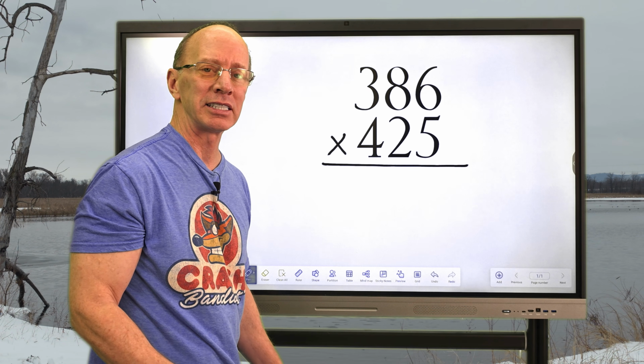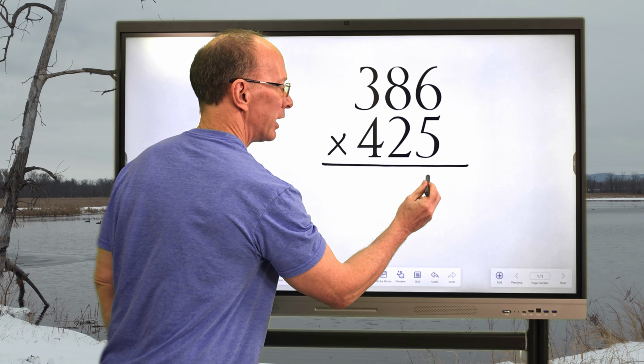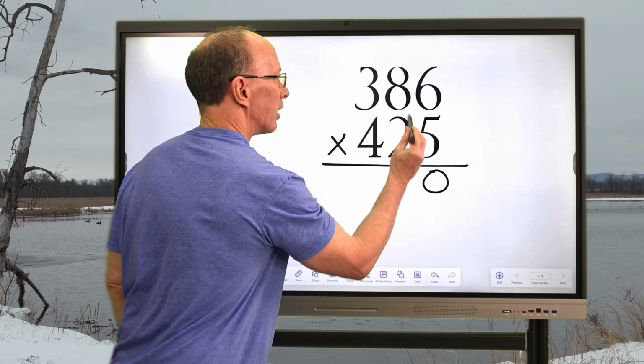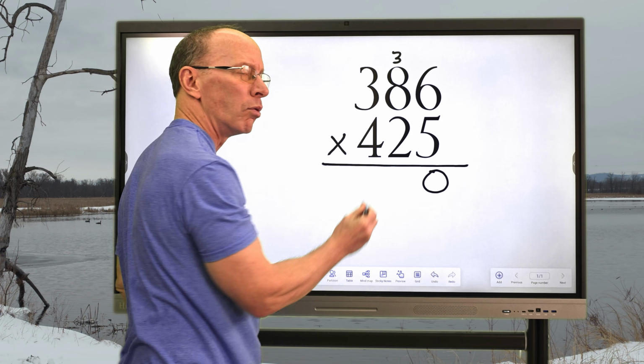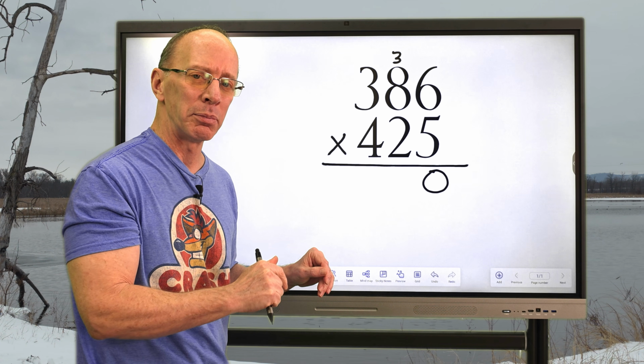So 5 times 6 is 30. So I'm going to go ahead and put the 0 right here, and I'll put the 3 up here. Don't add that yet. We're going to add that up in a little bit.